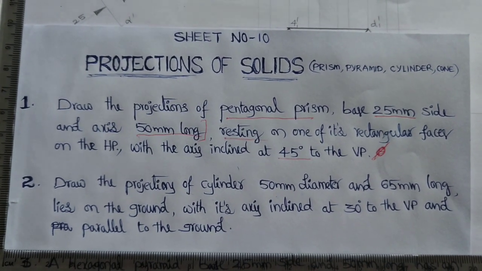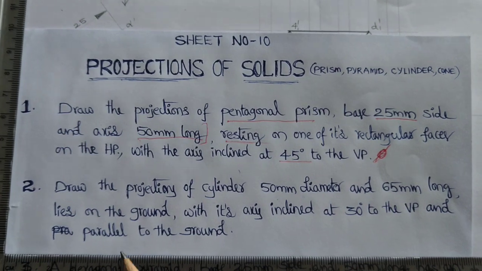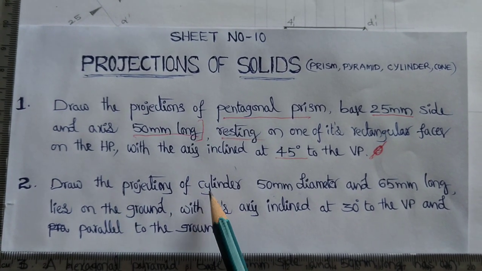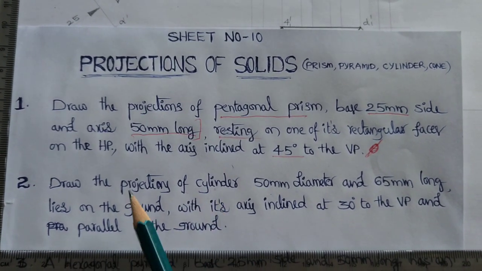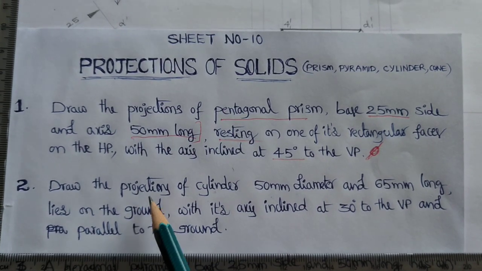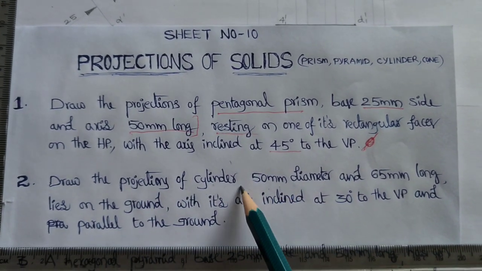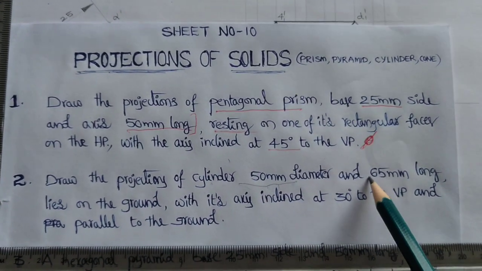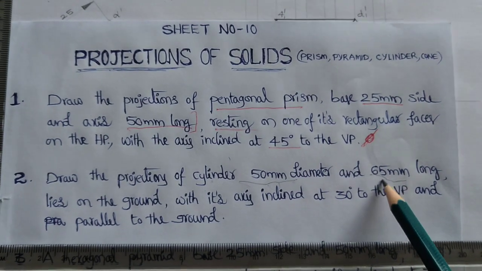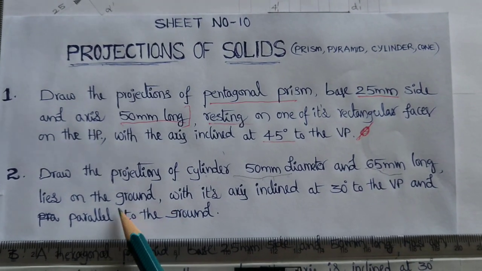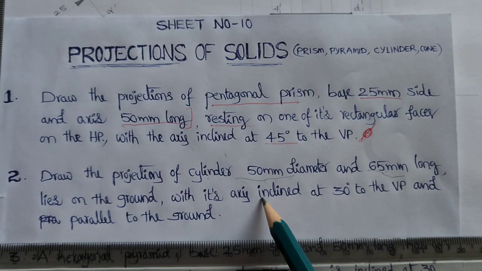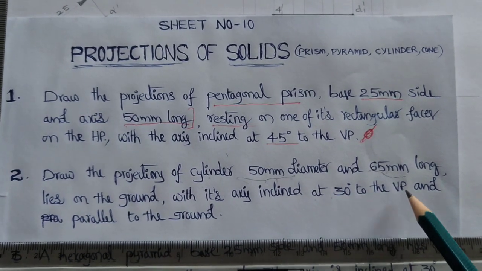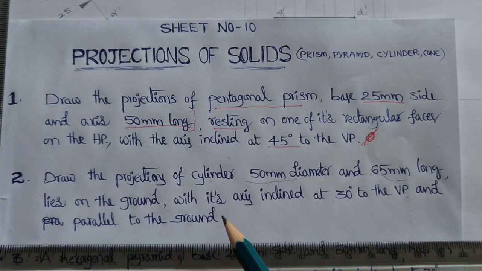In this particular video lecture, we are going to solve problem number 2. This is related to the projections of cylinder. So we can see the problem. Draw the projections of cylinder 50 mm diameter and 65 mm long. That means that is equal to axis dimension and lies on the ground with its axis inclined at 30 degrees to the vertical plane and parallel to the ground.